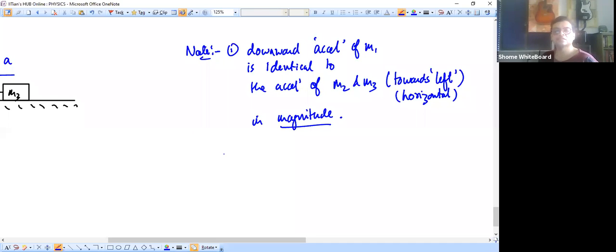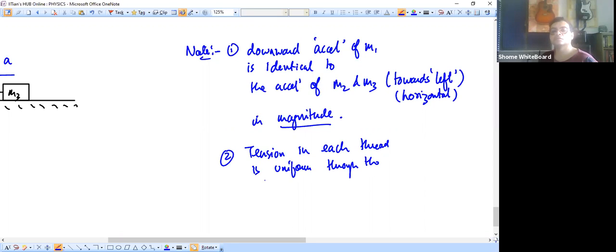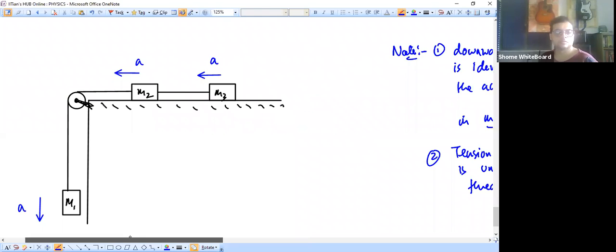And the second thing is that the tension in each thread is uniform through the thread. All right.